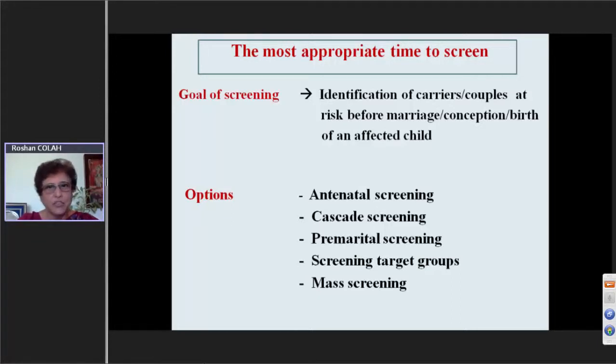Then we have cascade screening, which means screening of extended family members of a family with an affected child or a carrier child. Then premarital screening is not very acceptable in India because of stigmatization; people do not wish to reveal their carrier status. You can screen high-risk populations, you can screen different target groups like school children and college students, and mass screening is again not the most feasible because of the huge population.